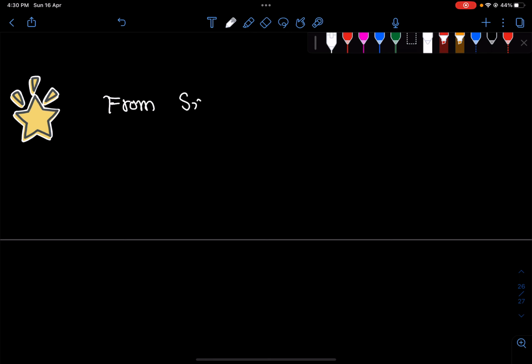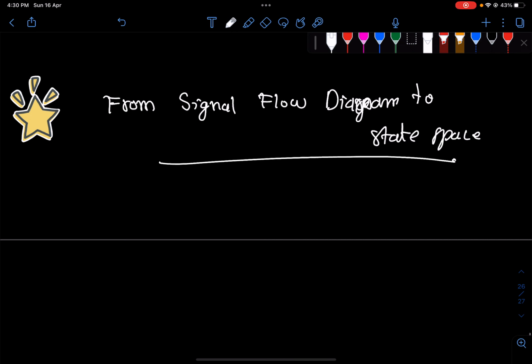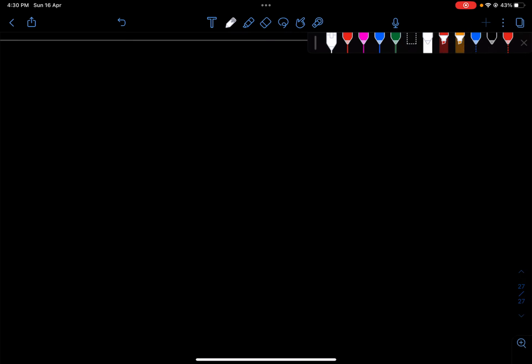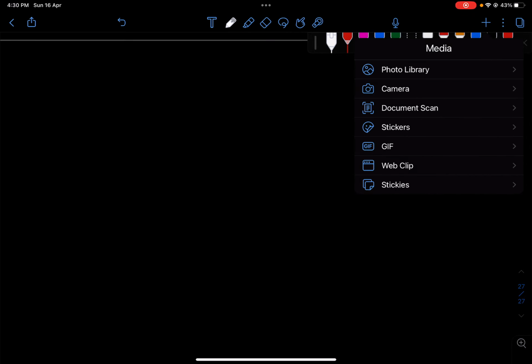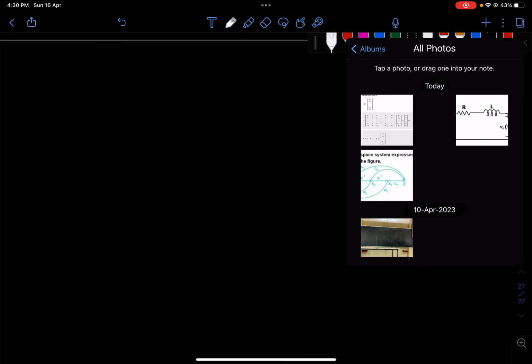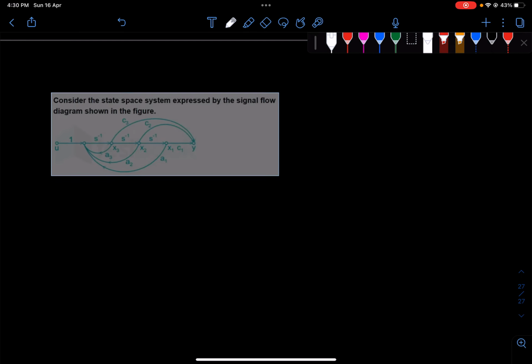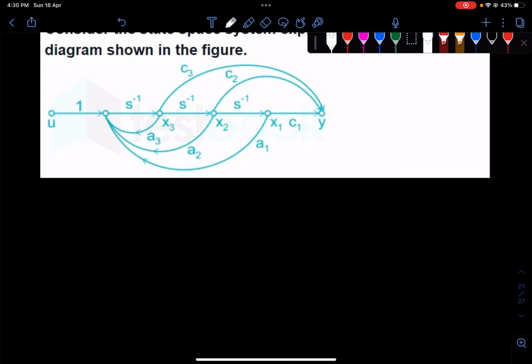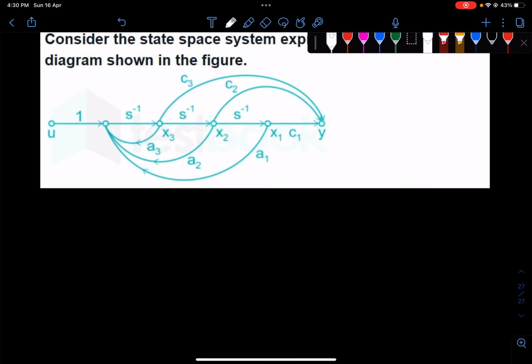From signal flow diagram to state space, the reverse case. For that one, I have a signal flow diagram like this one. Now I am going to construct the state space, that is, finding out A, B, C, D, right?